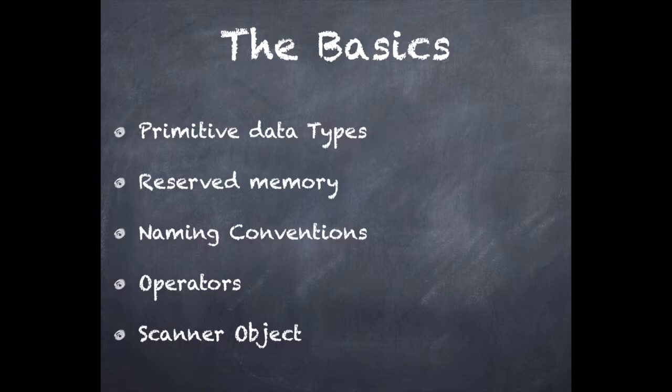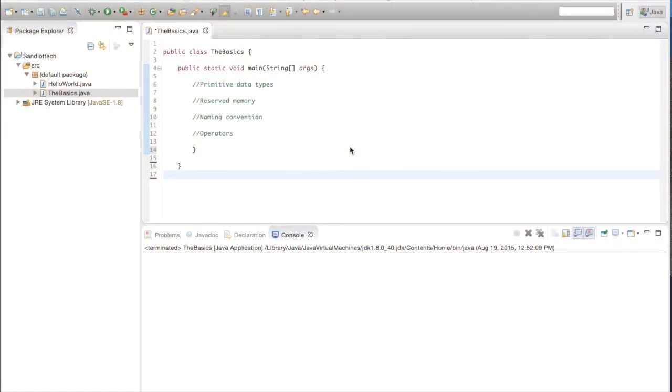So in this video, I'll be talking about the primitive data types, reserved memory, naming conventions, operators, and the scanner object. By now, you should be quite familiar with Java's program structure. Nothing on the screen should be new to you. We have our class up here, and we have our main method down here.